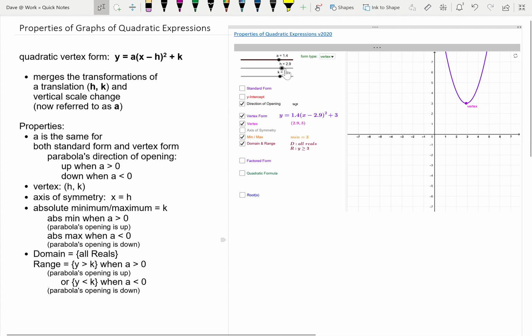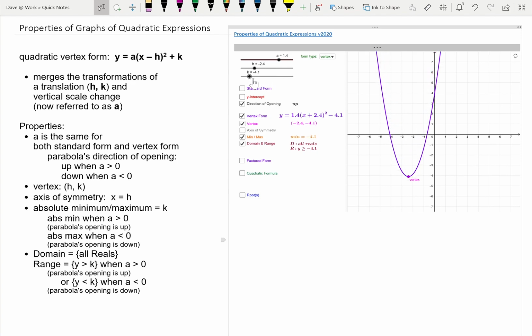Again, if h is a positive number, you're shifting the graph to the right. If h is a negative number, you're shifting the graph to the left, and you're also doing that to the vertex. If you make k positive, you're going to be shifting the graph upward. If you make k more negative, it is going to go downward. Again, whatever the h and k coordinates are is going to be the coordinates for your vertex. The x-coordinate of the vertex will also be part of the equation x equals h, or in this case x equals -2.4, for your axis of symmetry.